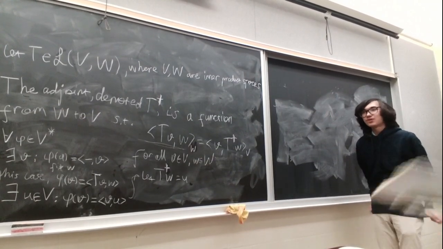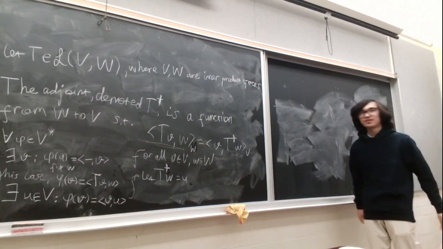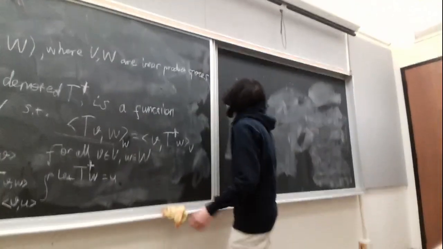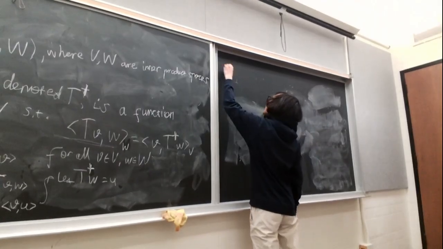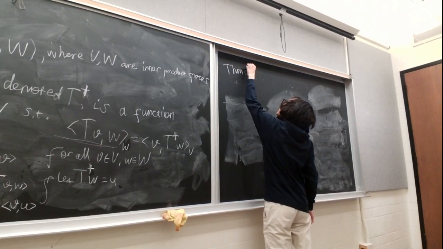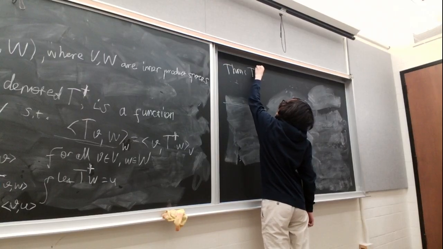We're doing linear algebra. We like linear maps. We like T dagger to be a linear map, if possible. Well, it turns out it is. Let's prove it.